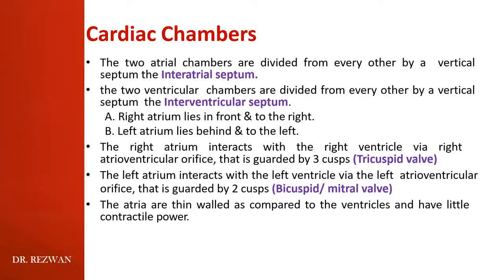On the other hand, the left atrium communicates with the left ventricle via the left atrioventricular orifice that is guarded by two cusps, also known as the bicuspid valve or mitral valve. The atria are thin-walled compared to the ventricles and have little contractile power. Actually, atria are receiving blood and transmitting it to the ventricles, but the ventricles are the ones doing the maximum function by their contraction force. So the walls of the ventricles are thicker than the atria. We will see this picture later on.